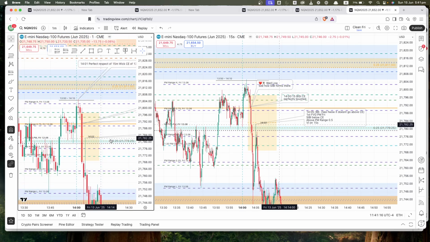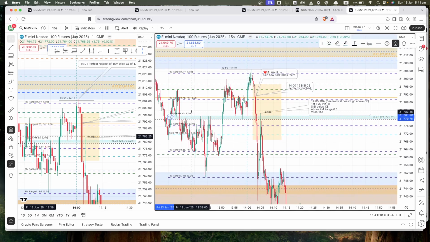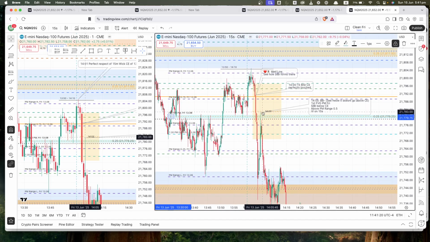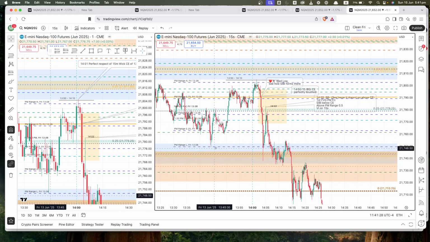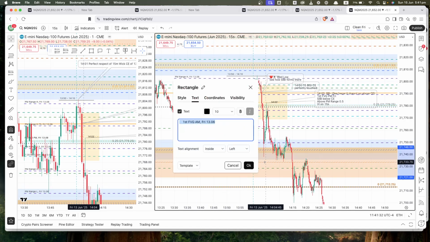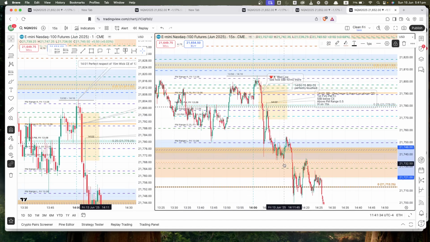And then price comes up. We have the first fair value gap of the PM session. Price stays below the consequent encroachment of the 1403 fair value gap. We have a bearish breaker, and then we can target the internal range liquidity over here. And it can even go down to the first fair value gap of Friday AM session.